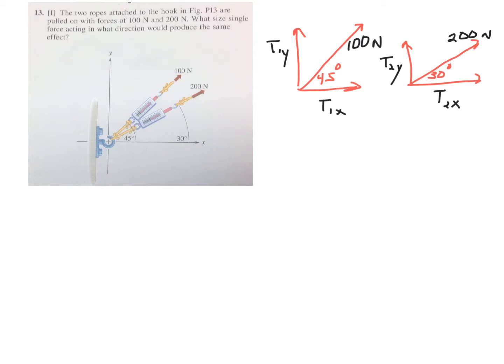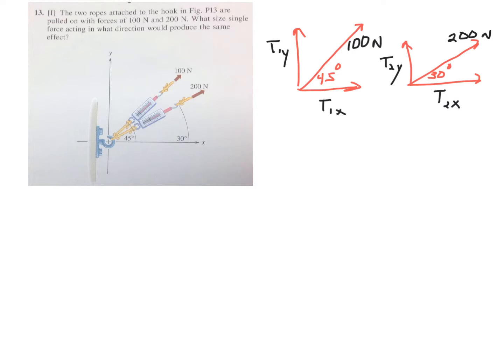AP Physics, Day 5, page 120, question number 13. This is a classic vector addition problem, vector components. I would appreciate you drawing some diagrams for me. So I've labeled these T sub 1 and T sub 2, tension 1 and tension 2, with the appropriate angles.